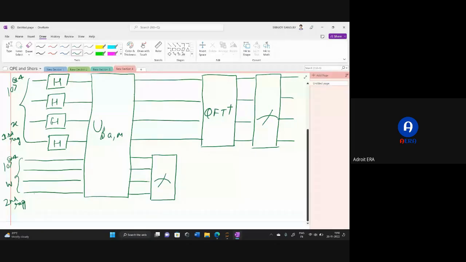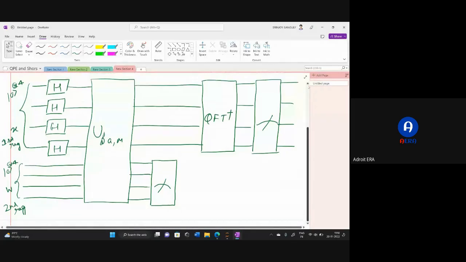So this circuit is similar to Simon's. I strongly recommend you go back to Simon's algorithm circuit and compare it, and you will see that this is the same circuit. The only difference is that the Hadamard is not applied after the unitary, but QFT dagger is applied. Okay, so that's what makes Shor's algorithm circuit different.